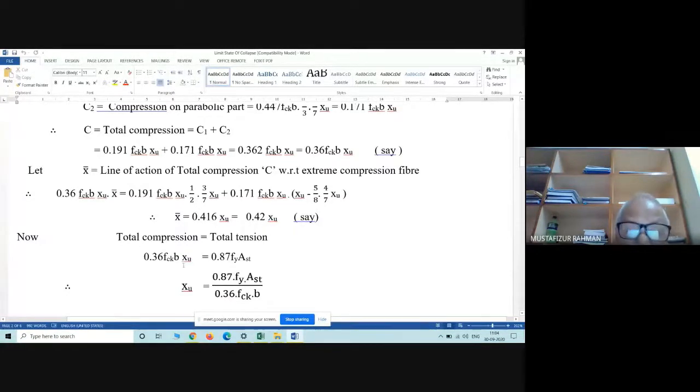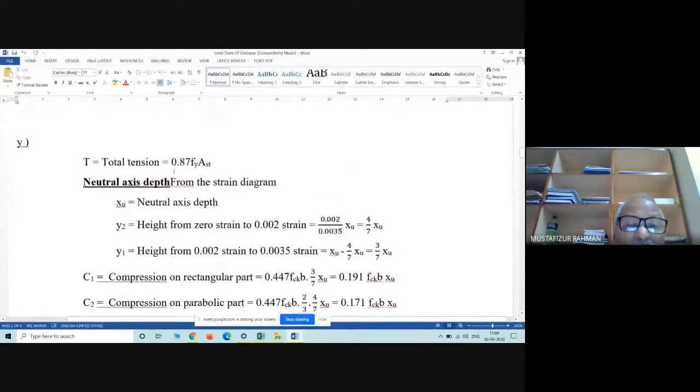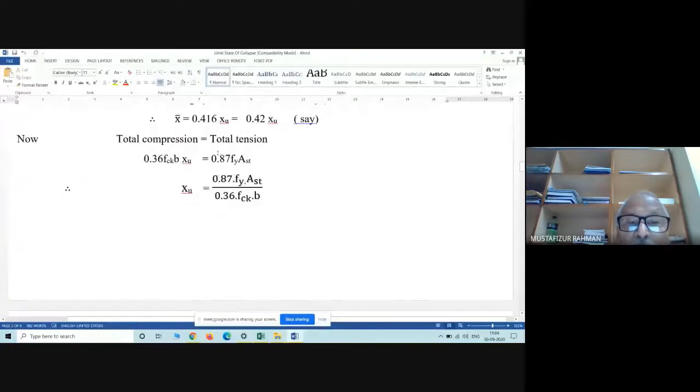Right? So total compression we have got 0.36 fck b into xu. Now total tension I had written at the top. Total tension is area of steel multiplied by stress induced. Stress induced is 0.87 fy. How 0.87 fy is obtained, that I had already explained. So total compression should be equal to total tension. So from this expression we got xu is equal to 0.87 fy Ast divided by 0.36 fck.